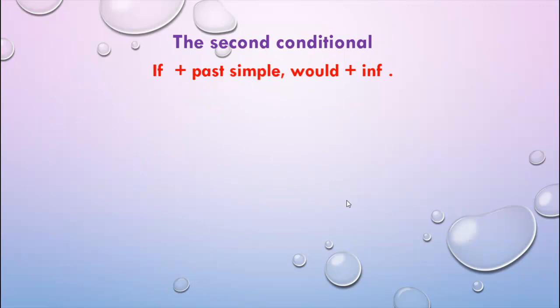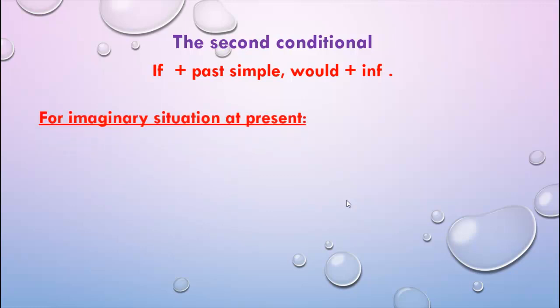Now let's move to the second conditional. The form of the second conditional is if plus past simple, and the other sentence will contain would plus infinitive. Here we use the past simple as a form, but not as a meaning. Here the past simple doesn't express the past, and so we call this unreal past. Remember the expression unreal past, because it's a past form but not a past meaning.